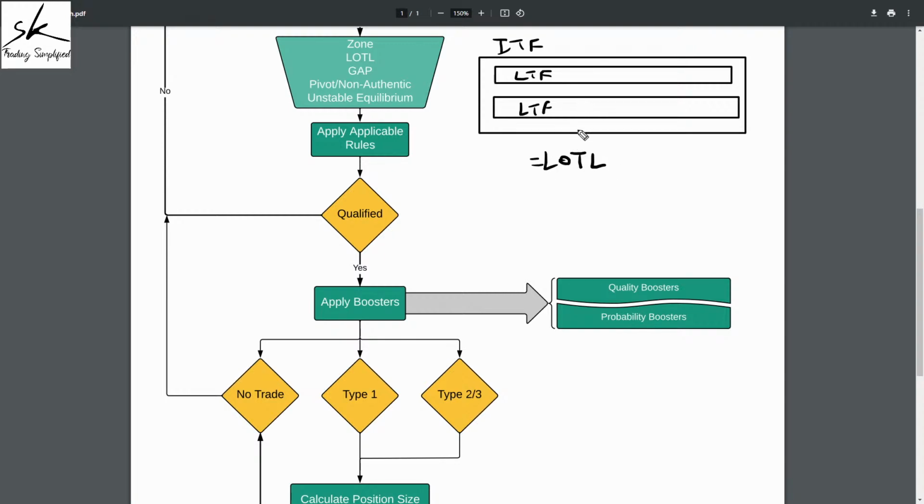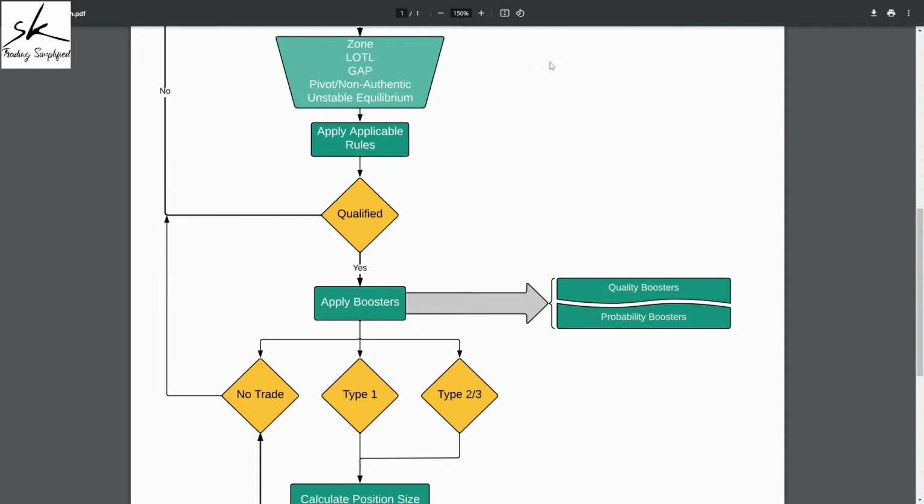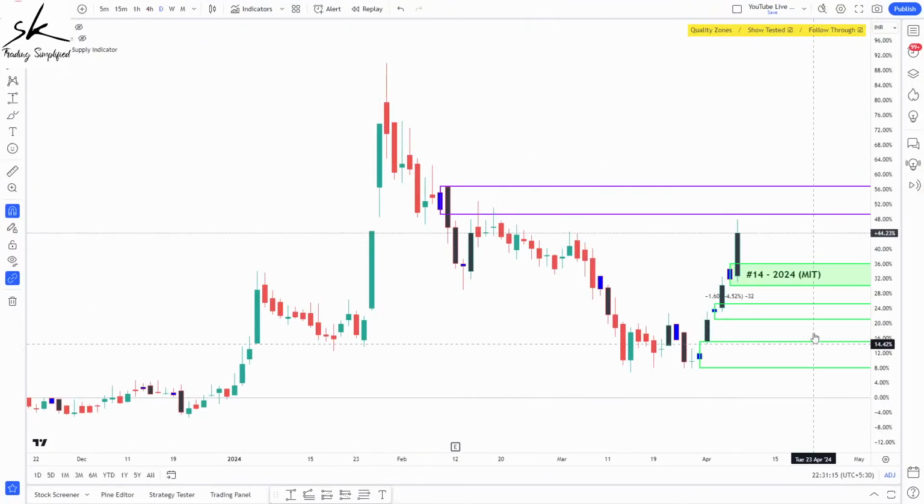So the first thing we understand from this is that to be a case of level on top of level, my lower time frame zone has to coincide with the intermediate time frame zone. So if we have a coinciding level, it might be a case of level on top of level. But if we don't have a coinciding level, it can never be a case of level on top of level. So let's verify that the zone I have identified, does it coincide with any intermediate time frame zone?